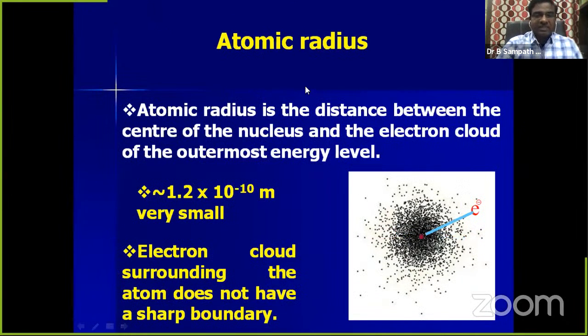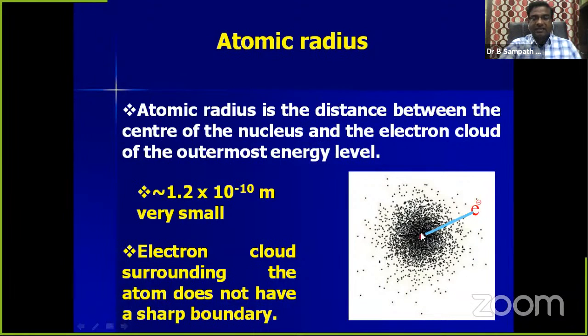The first one, children, is atomic radius. So what is atomic radius, children? See, atomic radius is the distance between the center of the nucleus and the electron cloud of the outermost energy level. What is atomic radius? The distance between the center of the nucleus.